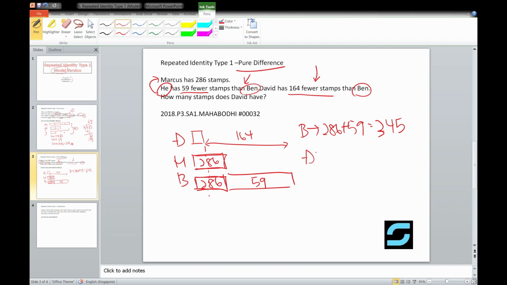Then we can use that to connect to David by subtracting away 164. So 305 minus 164 equals 181.